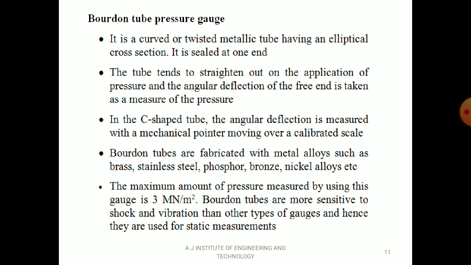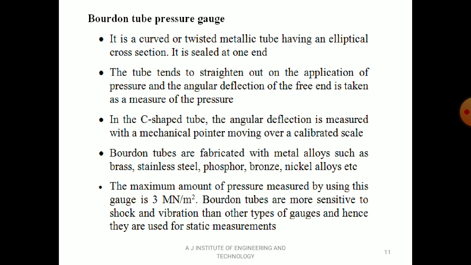The maximum amount of pressure measured by using this gauge is 3 meganewton per meter square, or 3 megapascal. Megapascal means 3 into 10 to the power 6 pascal, or 10 to the power 6 newton per meter square. So that is the maximum quantity of pressure that can be measured by using a Bourdon tube.